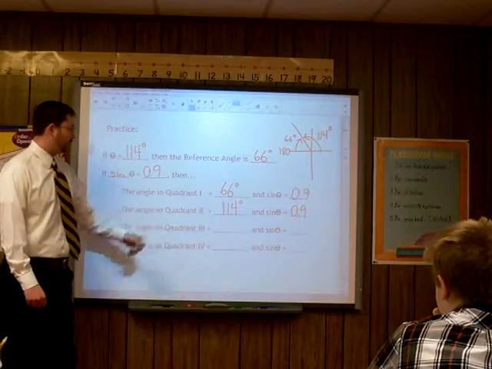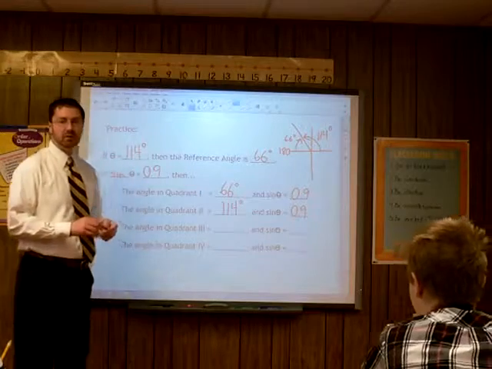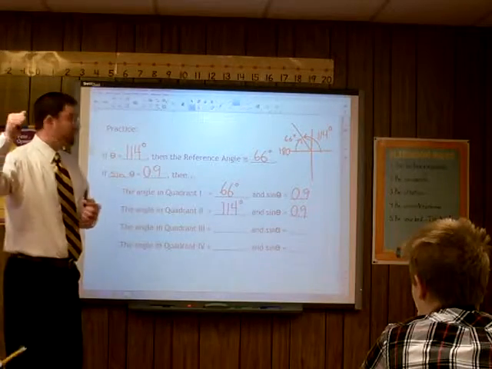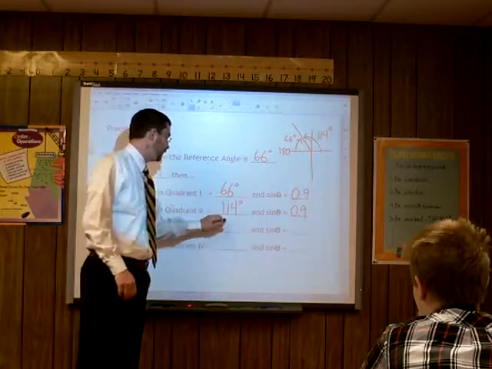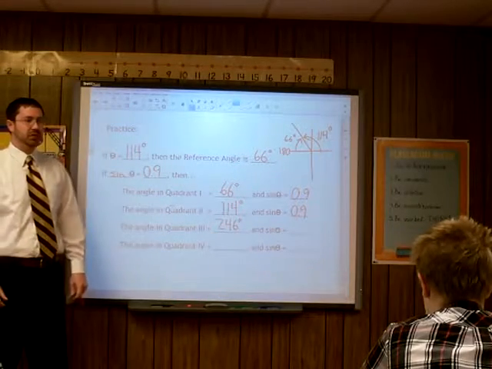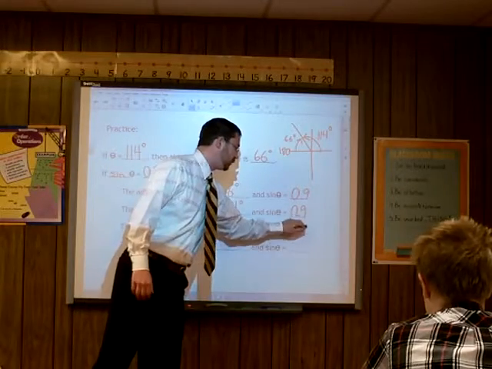Okay, how about our third quadrant? A 66-degree reference angle into the third quadrant. 246. What'd you say? 246. Good. 180 plus another 66, 246. And what would the sine of 246 be? Negative 0.9. Negative 0.9, because we're in the third quadrant.